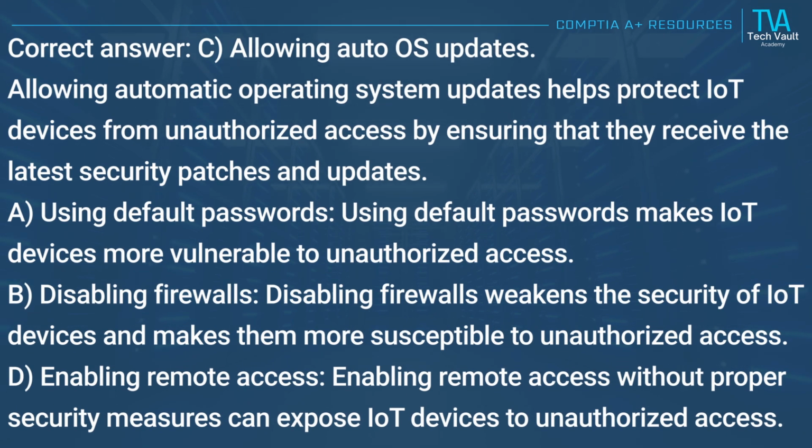Correct answer, C. Allowing auto OS updates. Allowing automatic operating system updates helps protect IoT devices from unauthorized access by ensuring that they receive the latest security patches and updates. A. Using default passwords makes IoT devices more vulnerable to unauthorized access. B. Disabling firewalls weakens the security of IoT devices and makes them more susceptible to unauthorized access. D. Enabling remote access without proper security measures can expose IoT devices to unauthorized access.